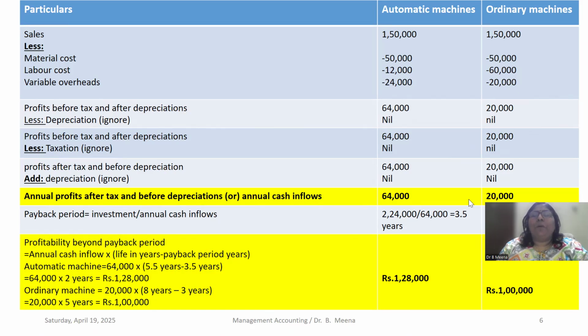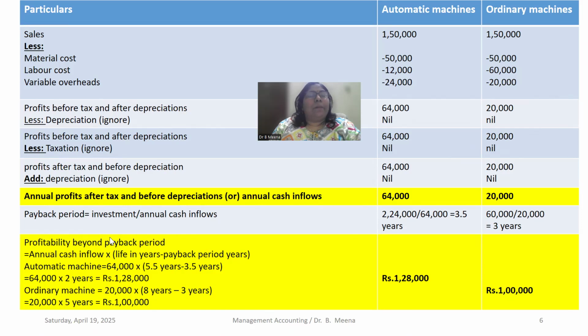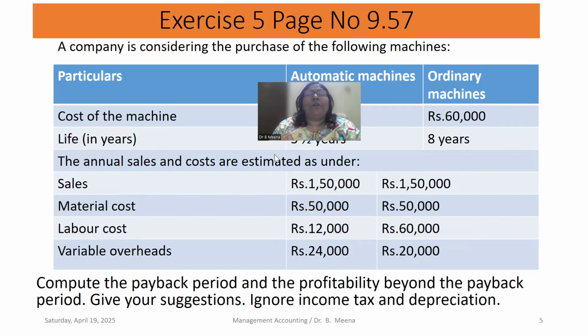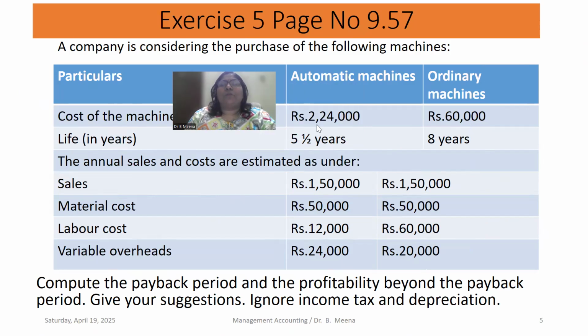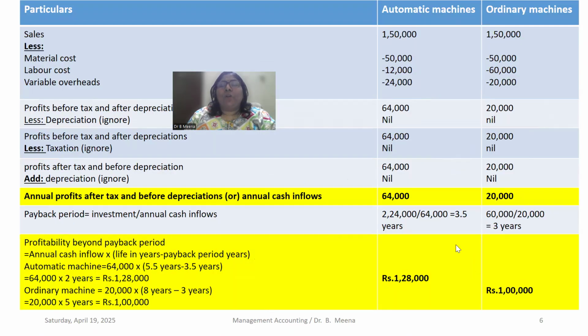So in this problem we have payback period, that is, what is the investment of the automatic machine, that is 2,24,000. So check out 2,24,000 divided by 64,000. What is the payback period for the automatic machine? 60,000 divided by 20,000. 60,000 is the investment given for the ordinary machine. So 60,000 divided by 20,000. What is my payback period? 3 years. So this is one of the questions asked in this problem that we completed.